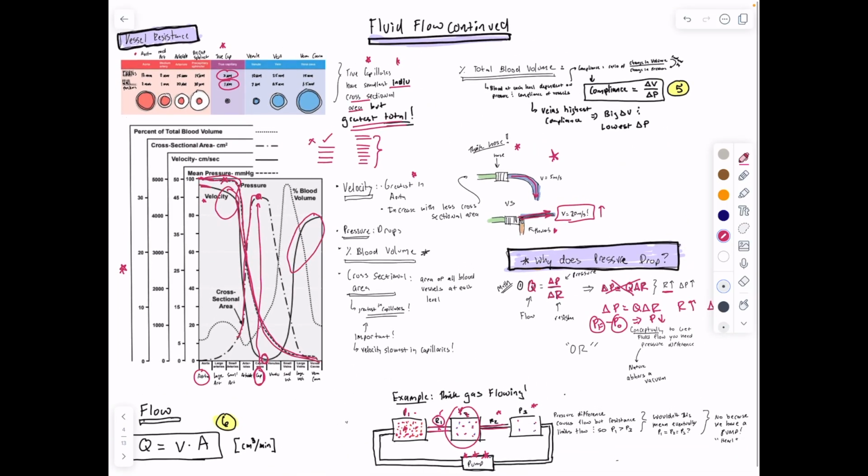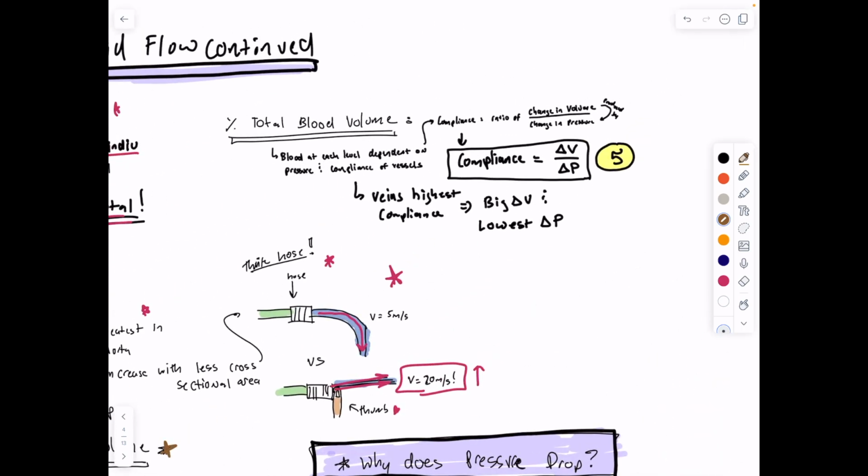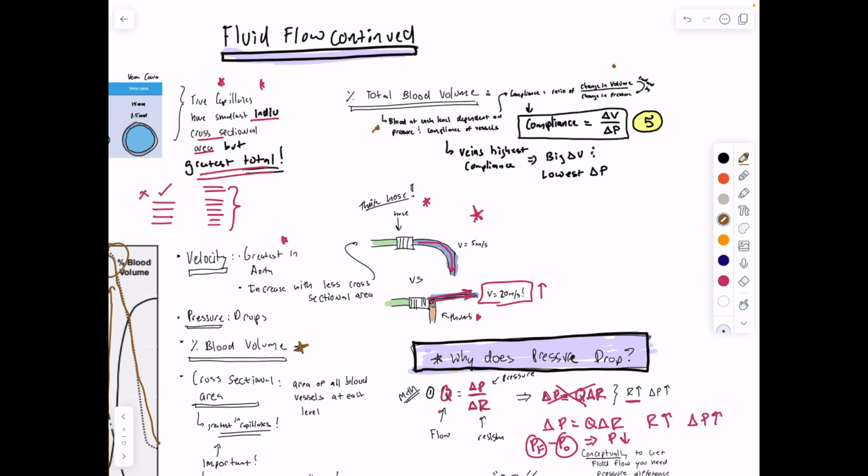All right, that brings us to a couple of final things. Percentage blood volume in the different vessels. We can see that it is in fact greatest here in the veins, and that's because the veins have the highest compliance. So the total percentage of blood volume is the blood at each level dependent on the pressure and compliance of the veins. And so compliance is defined as the ratio of change in volume over change in pressure, specifically change in volume produced by a change in pressure. And so it turns out that the veins can change in volume a lot for a relatively small change in pressure, so they have the greatest compliance, therefore they'll hold on to the greatest amount of blood.